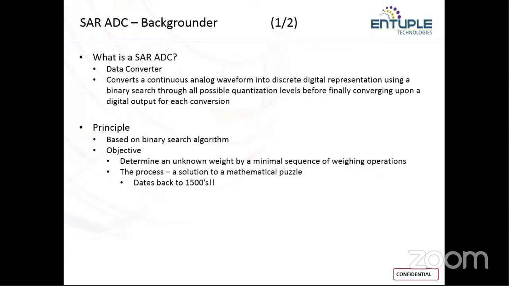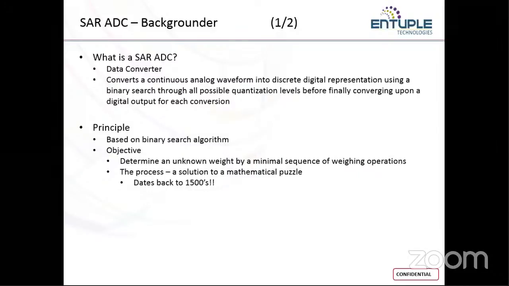Okay, so the analog to digital converter, we are using that as a data converter, which converts a continuous analog waveform into discrete digital representation using a binary search algorithm. The principle used by this data converter is, as we have seen, this binary search algorithm, and the objective is, for example, to determine an unknown weight by a minimal sequence of weighing operations, and this is a solution to many mathematical puzzles which date back to the 1500s.